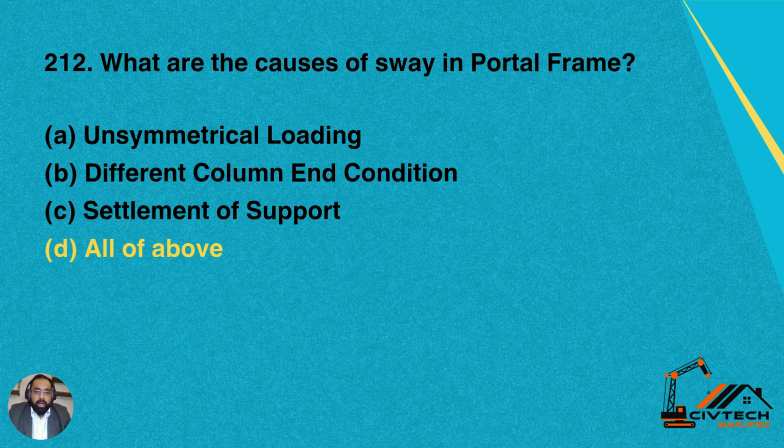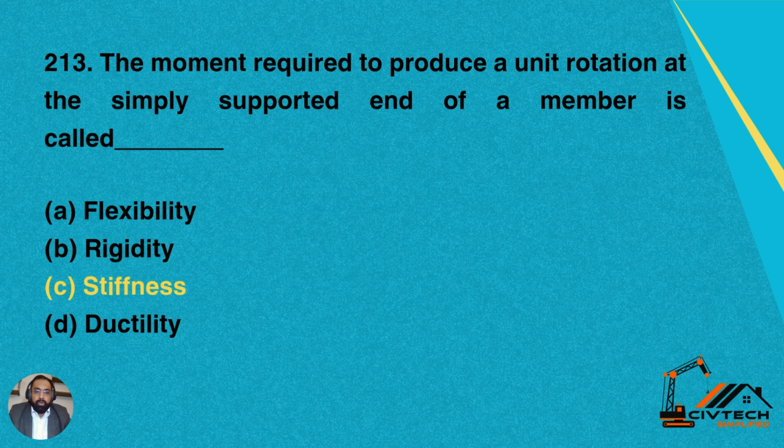Question 212. What are the causes of sway in portal frame? Option A, unsymmetrical loading. Option B, different column end condition. Option C, settlement of support. Option D, all of the above. So for sway in portal frame, all these options are correct. Therefore, option D here, which is all of the above, is the correct answer for this question.